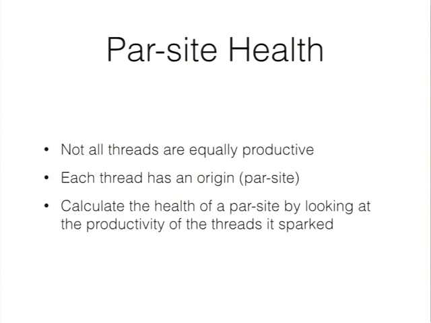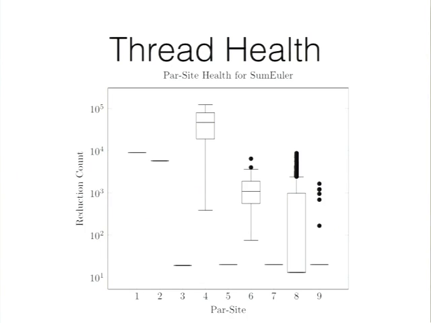So if we just look at how many reductions each thread does, we get something like this. So this is for the famous sum-Euler program, and it has 9 parsites as introduced by the static analysis. And for each parsite, there's loads of threads. Some of them, like parsite 3, actually have hundreds and hundreds of threads, but they all take 3 reductions, because by the time they get there, it was already in weak head normal form. It's just not a worthwhile parsite to have. So you can see, some of them have more variance, and some don't at all.